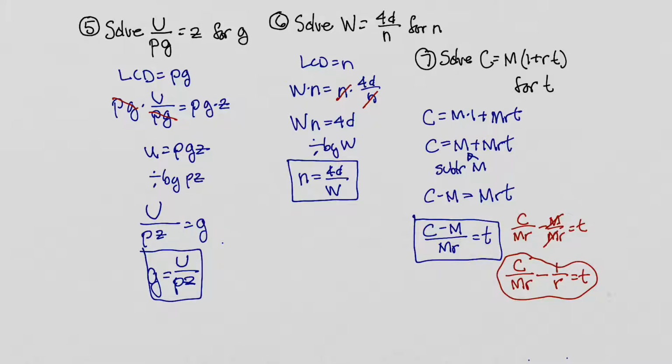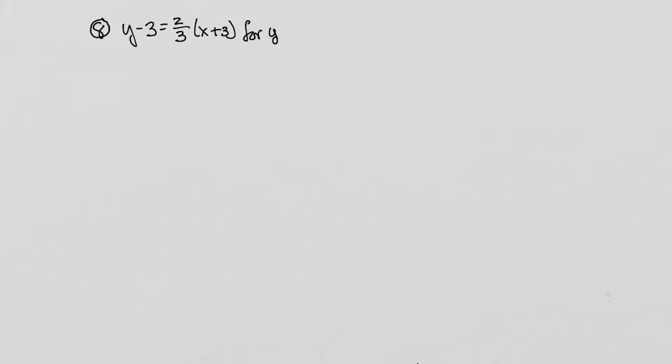Now in number 8, we're asked to solve this literal equation for y. Well, there's not much to this. Look, y is right here. All I have to do is add 3, and we'll have it done. So I'm just going to say add 3, and if I do that, I'm going to get y equals 2/3 x plus 3, and then I'm adding 3. So there's a solution.